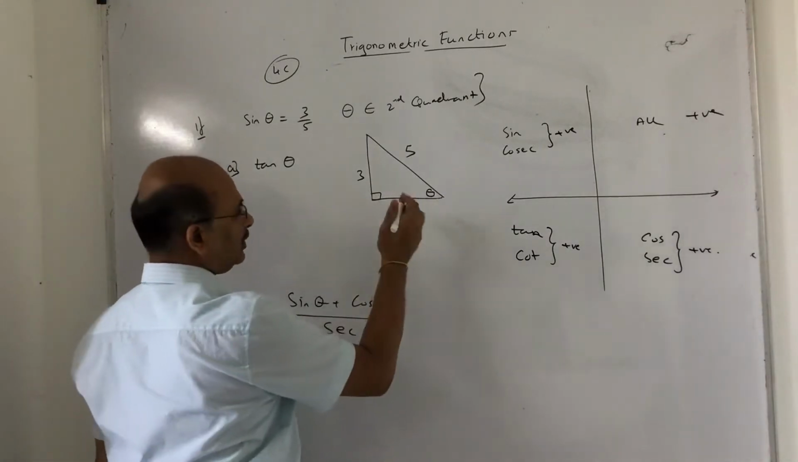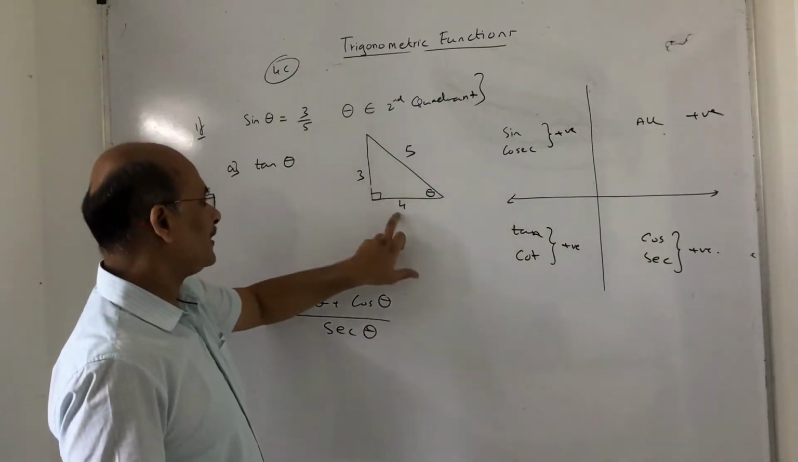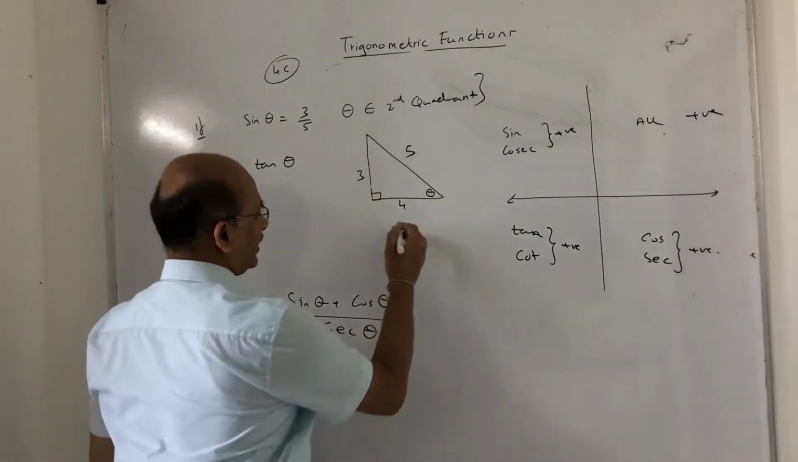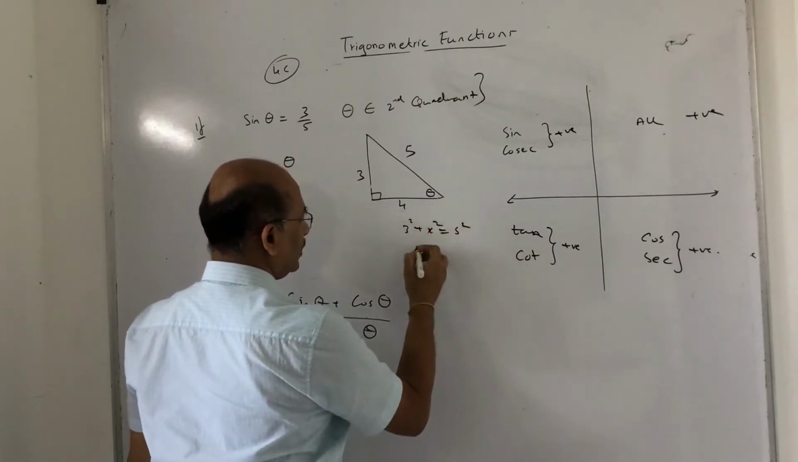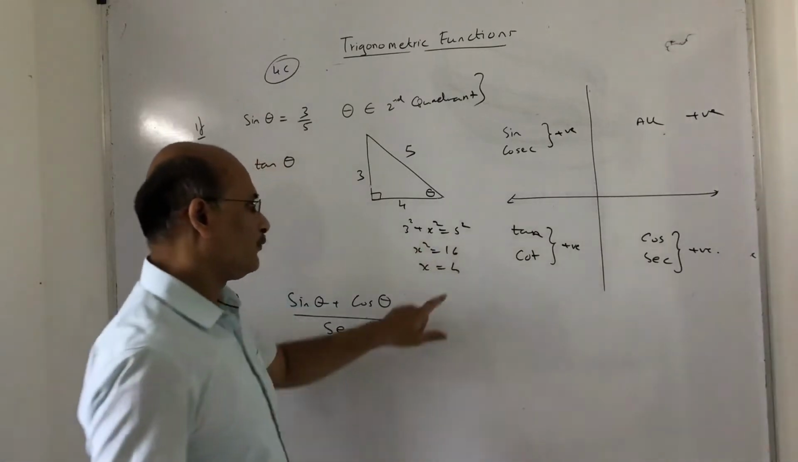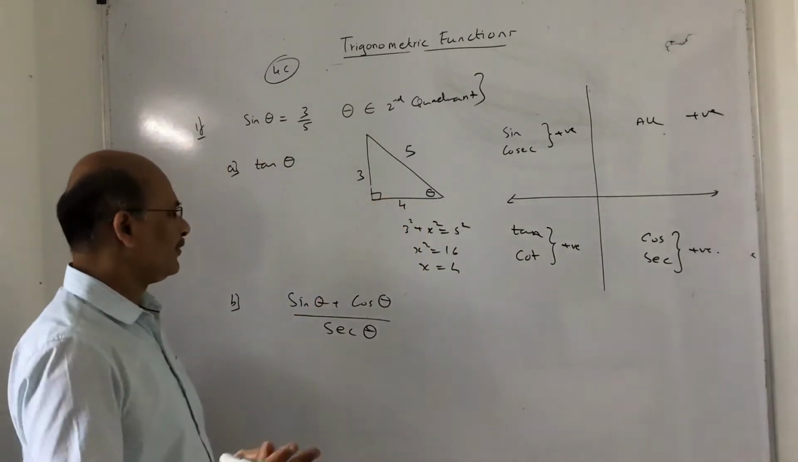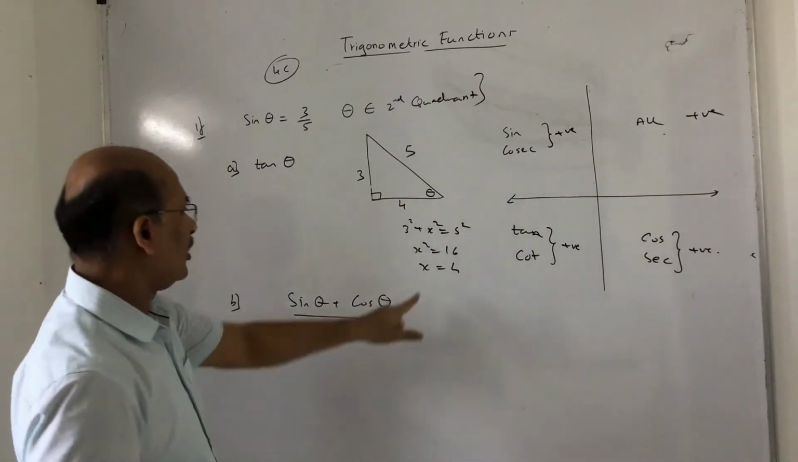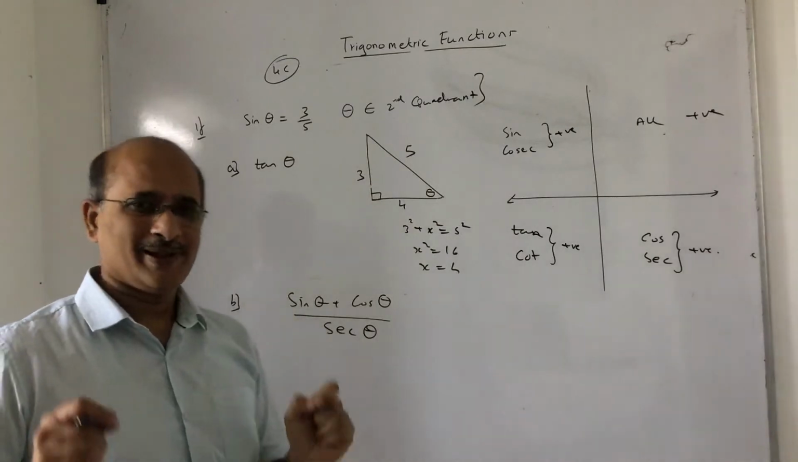You know by Pythagoras theorem it will be 4. How do I get that 4? a square plus b square is equal to 5 square. So I can say that 3 square plus x square is equal to 5 square. So x square is equal to 16, so x equals 4. Minus 4 cannot be the side because I am talking about the length of the side over here. Having said that, I got x equals 4, I wrote it here. Once you find the missing side, your 90% work is over.